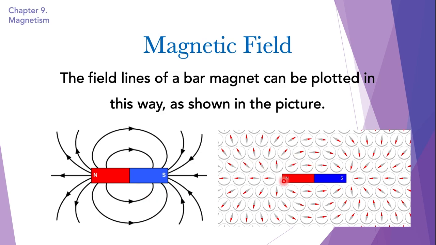So you can see, if we place so many compasses around a bar magnet, they would line up to show such kind of pattern. This is the magnetic field. It is strongest at the ends of the poles, nearest to the poles, and becomes less as it moves away from it. So this is how a compass can be used to draw such lines.